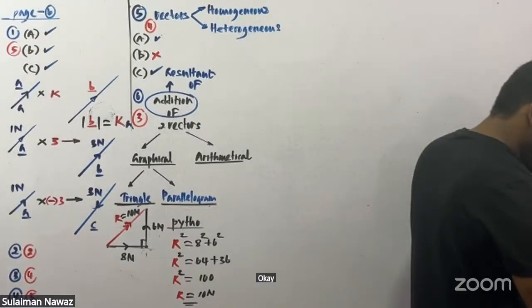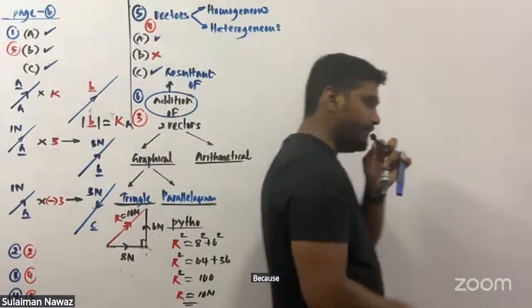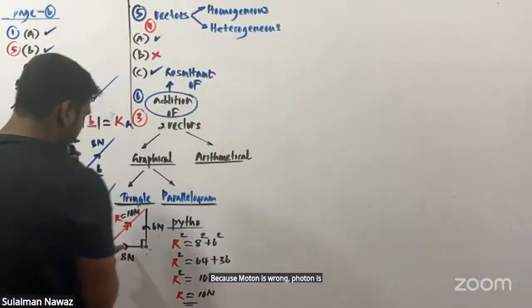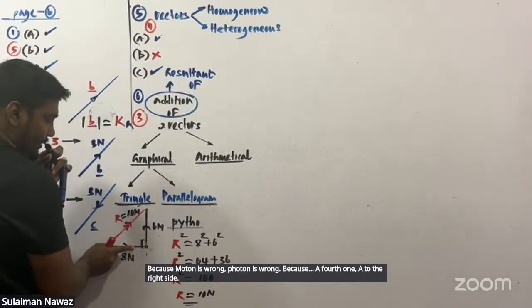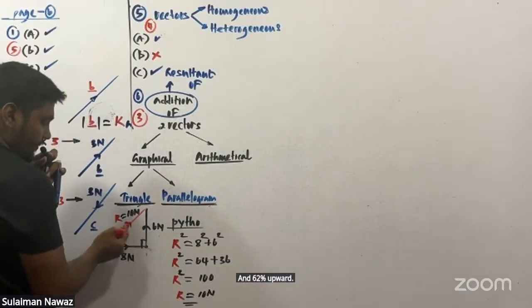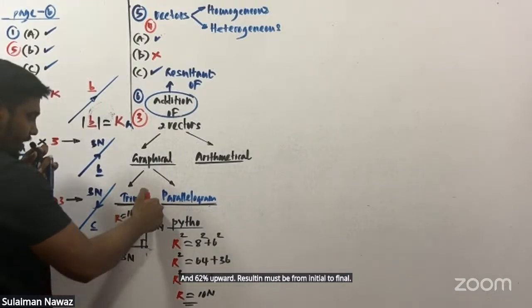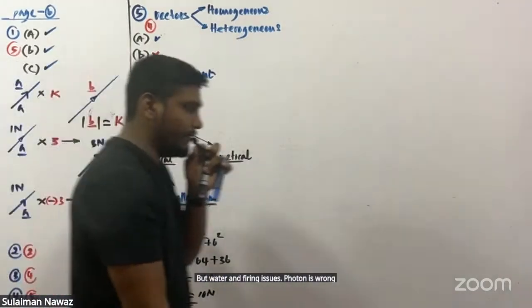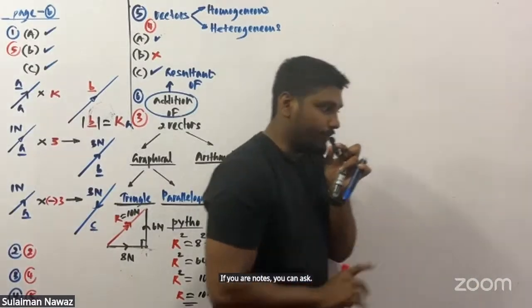Okay. The right answer is going to be the third one, right? Because the fourth one is wrong. In the fourth one, 8 Newton right side and 6 Newton upward, the resultant must be from initial to final, but the fourth one goes from final to initial. The fourth one is wrong. The right answer is the third one. If you have doubts, you can ask. Then next story, question number 7.